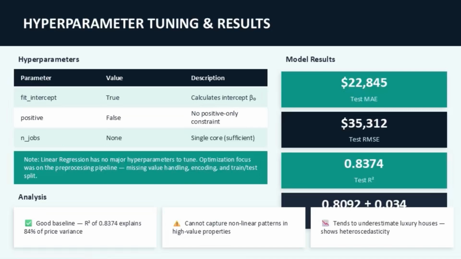The linear regression model achieved an R-square score of about 0.84, meaning it explains around 84% of the variation in house prices. The RMSE was around $35,000, and MAE was about $22,800. This shows that it performs reasonably well as a baseline. However, the model struggles with nonlinear relationships and tends to underestimate very expensive houses. This limitation becomes important when dealing with real-world data.